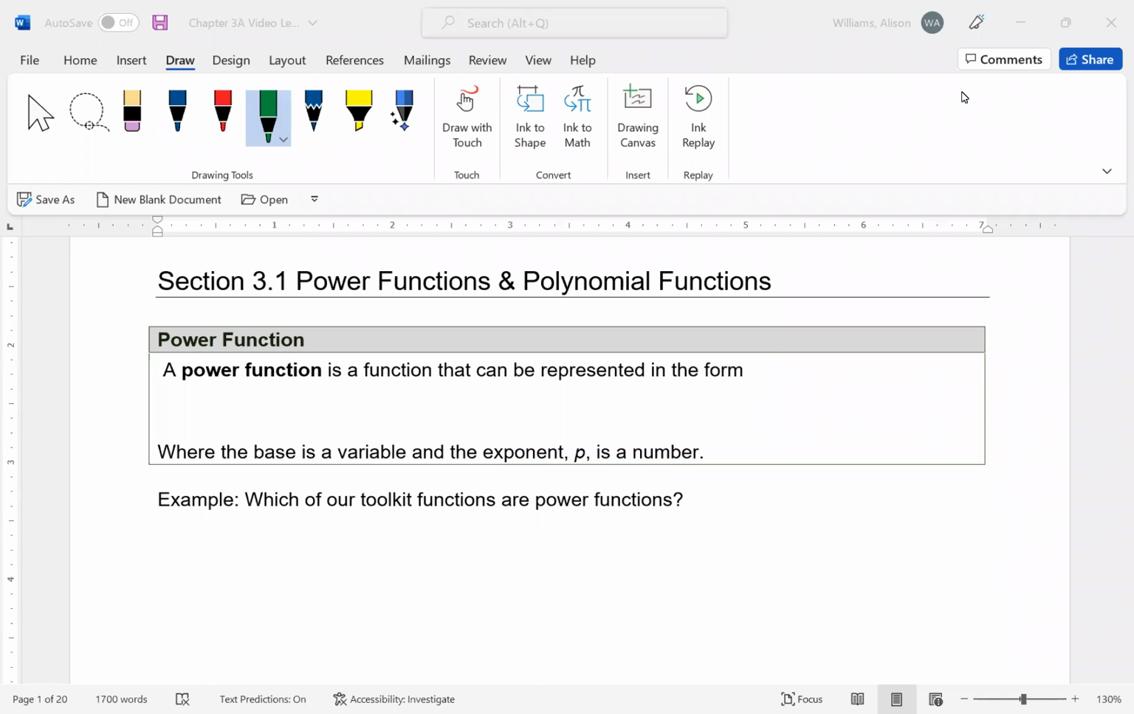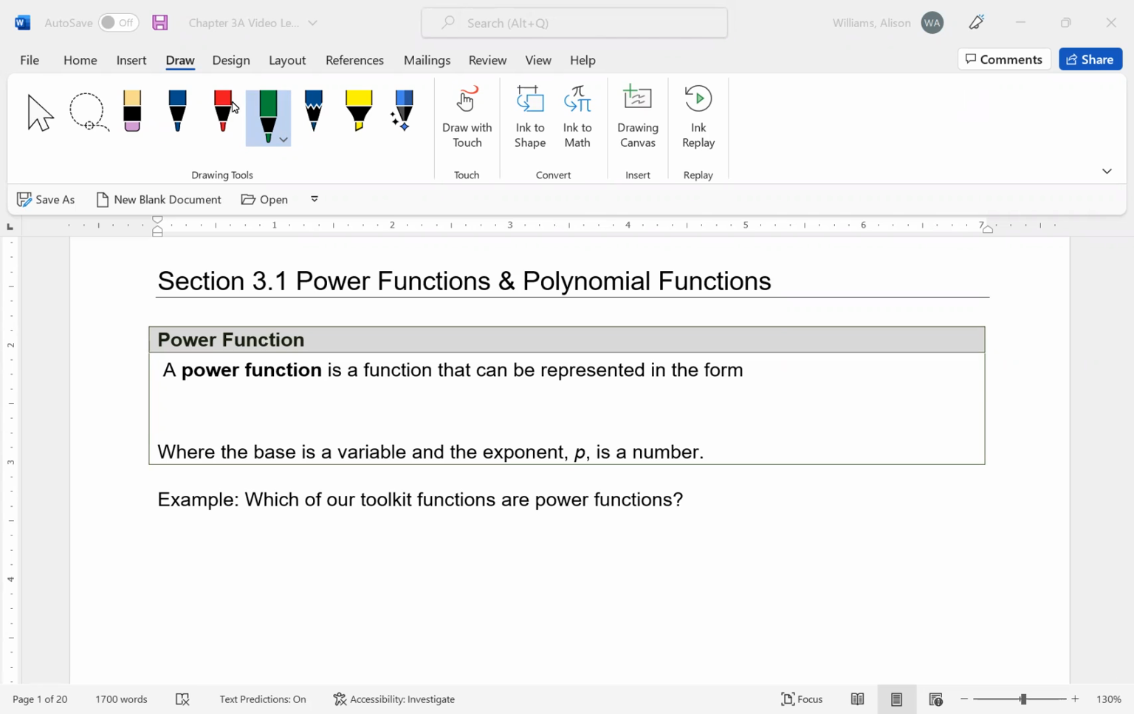In this video, we're going to look at power functions and polynomial functions. Now, we're really going to focus on power functions as a way to discuss polynomial functions, but we kind of have some experience. So first, let me go ahead and tell you what a power function is.